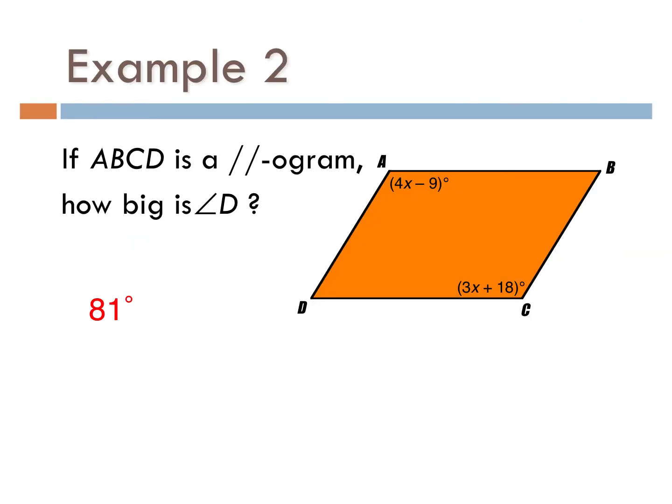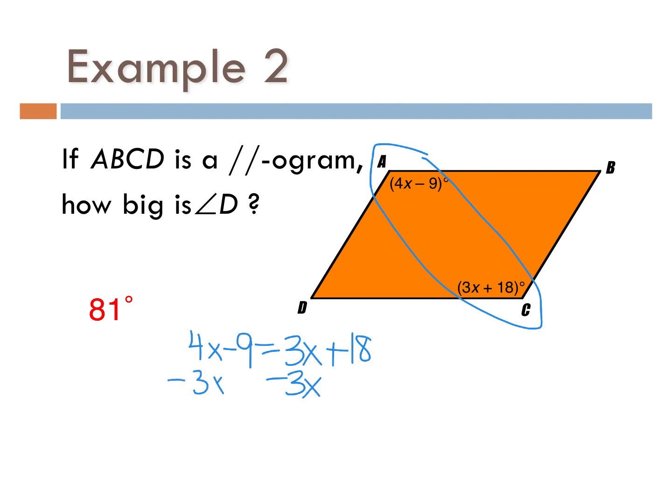All right, so here's an example. It says, if ABCD is a parallelogram, how big is angle D? So, in order to find, there's no expression here. All I have in this picture are these two opposite angles. So I know that opposite angles, because it's a parallelogram, are going to be congruent. So I would subtract 3x from both sides. I'm solving for x here. I get x minus 9 equals 18, add 9 to both sides, x is going to equal 27.